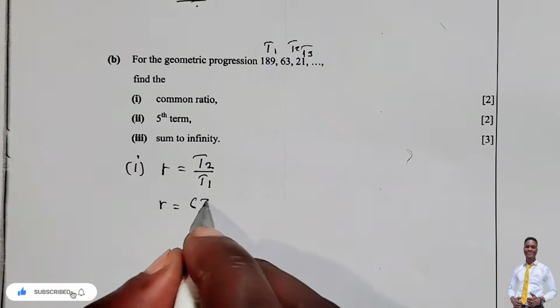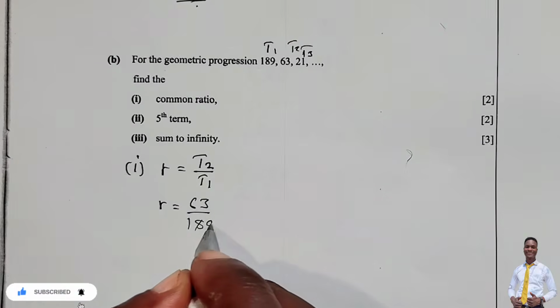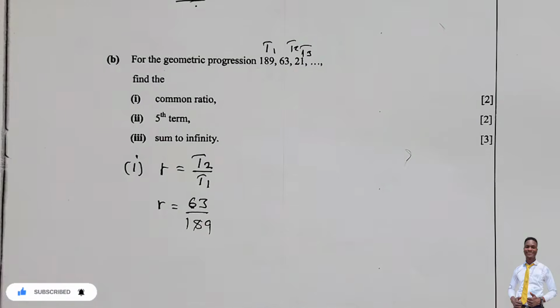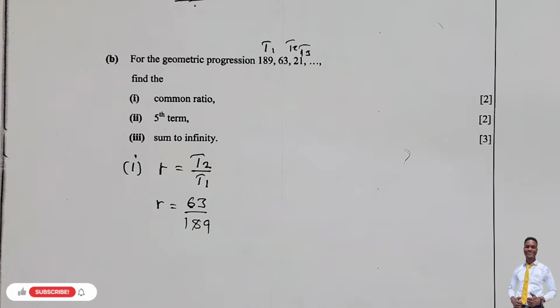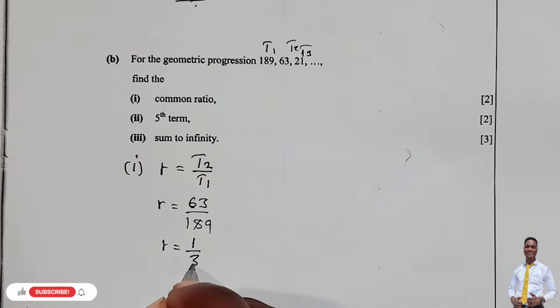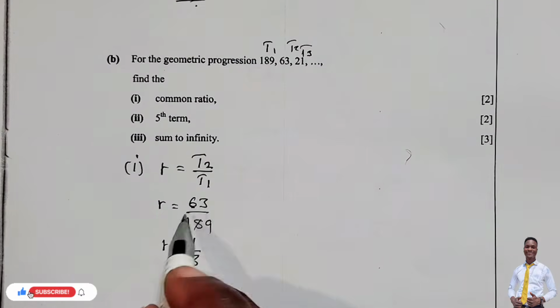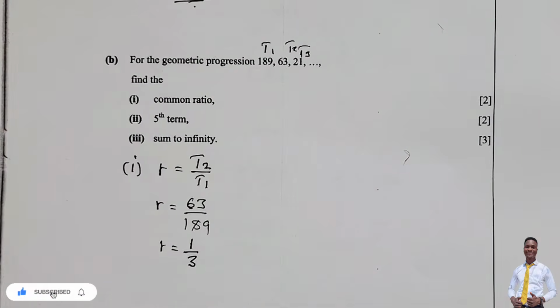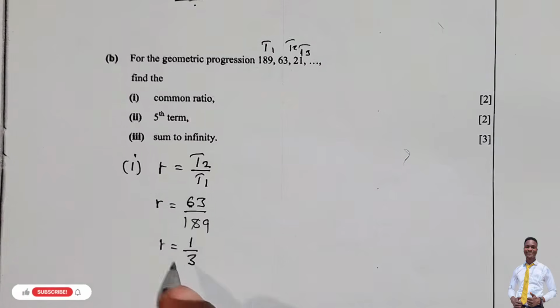T2 is 63 over 189. So what you can do, you can just go on your calculator, punch 63 over 189. It's going to reduce the figures, and it's 1 over 3, because 63 can go into 63 one time. 63 into 189 is what? Into 189 is 3 times. So this is the answer.